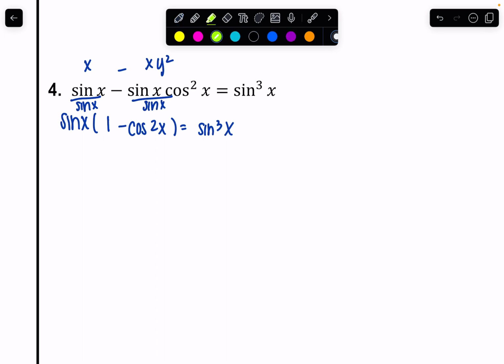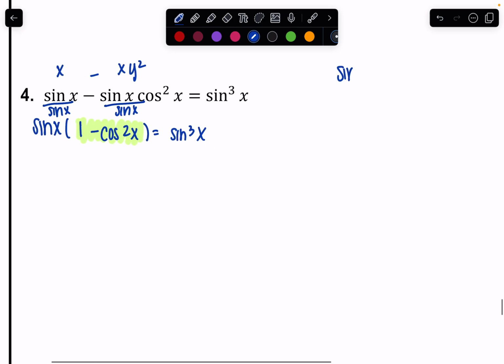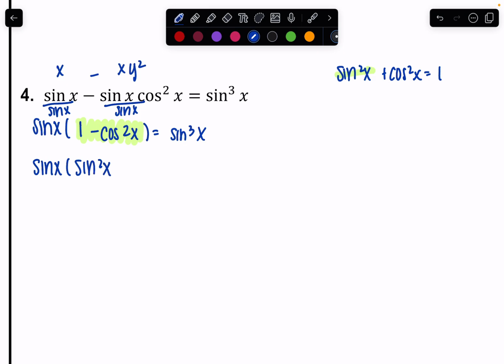So I have 1 minus cosine squared x. I know this is an identity because I'm dealing with a 1. I have a minus or a plus sign in between, and I have something squared. So we can go back to my identities. We have sine squared plus cosine squared equals 1. And so therefore, if I subtract cosine squared to the other side, sine squared is 1 minus cosine squared. So I'm going to replace that with sine squared, okay?